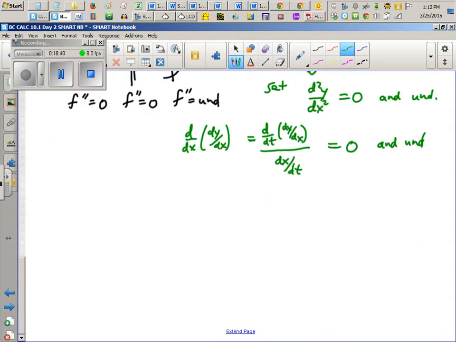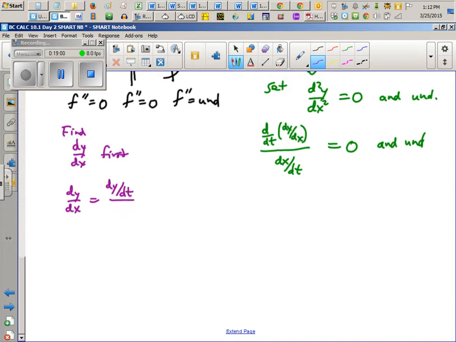Okay, so let's get busy here. We never fully found dy dx in the previous problem, so let's go back. We need to find dy dx first. So dy dx is dy dt over dx dt, thanks to the chain rule. You can see those dt's almost cancel out there, don't they? Okay, so what is d dt of t squared minus 5? And what is d dt of 2 sine t?